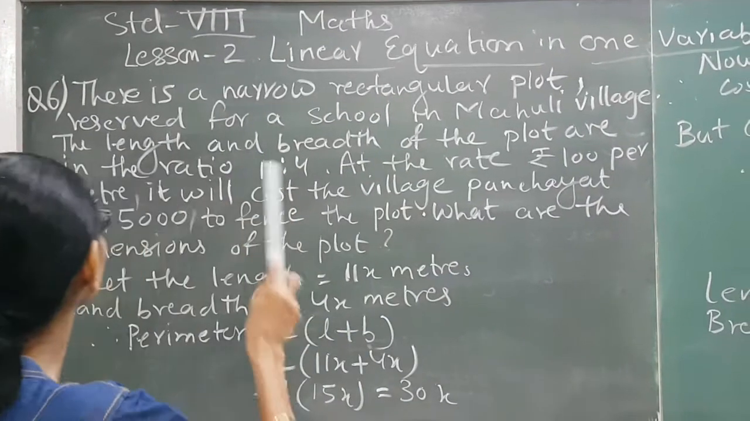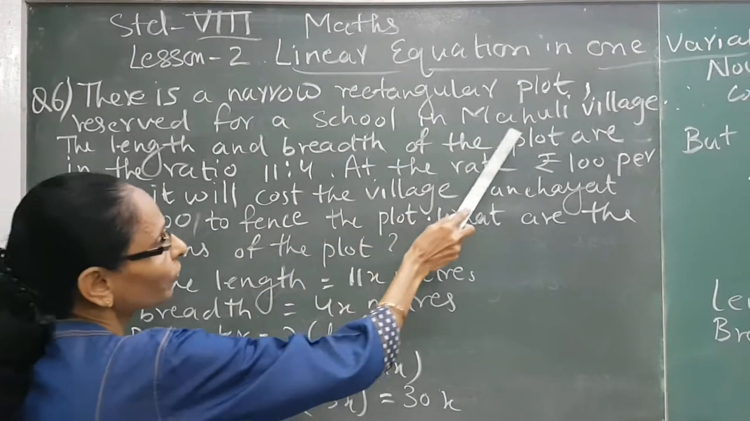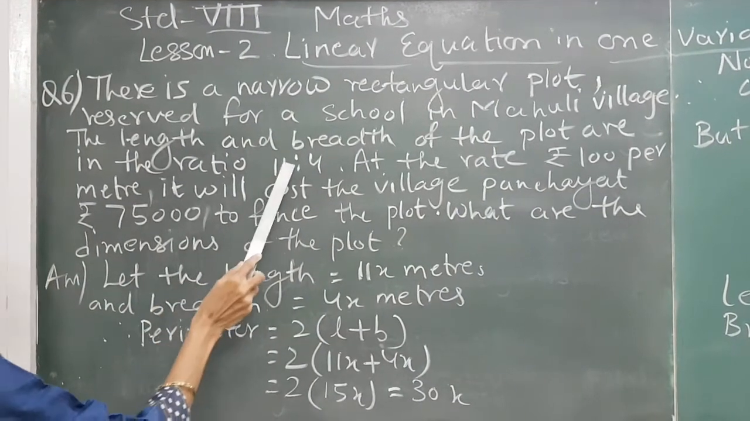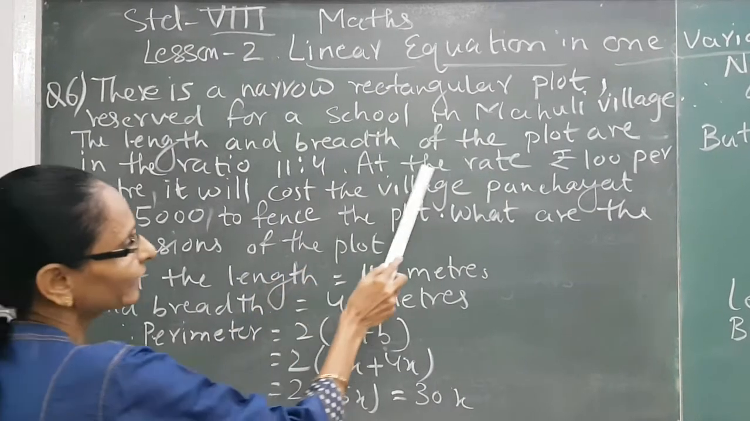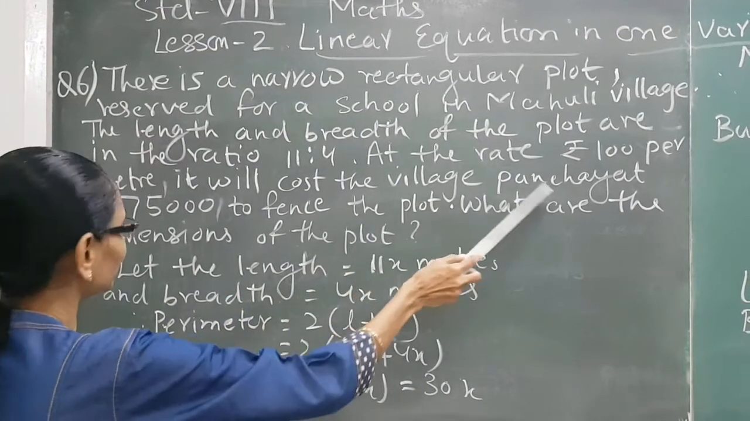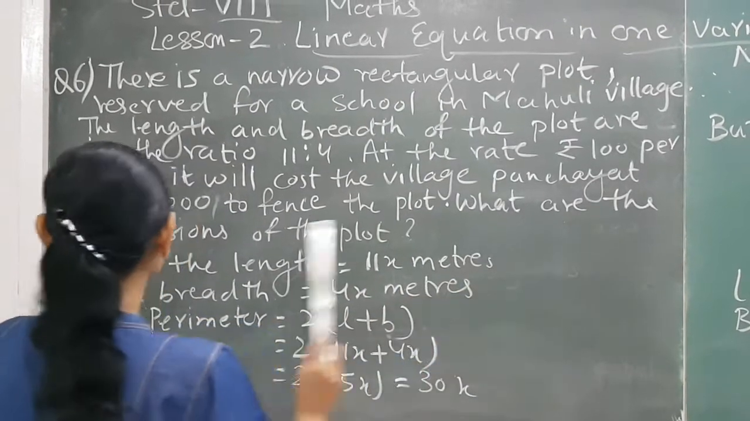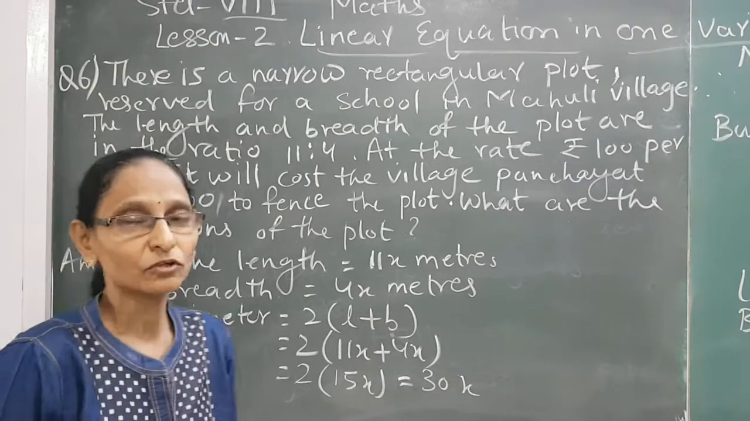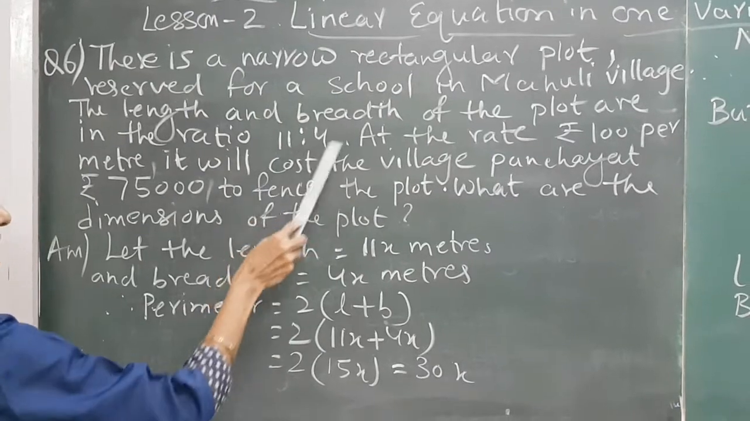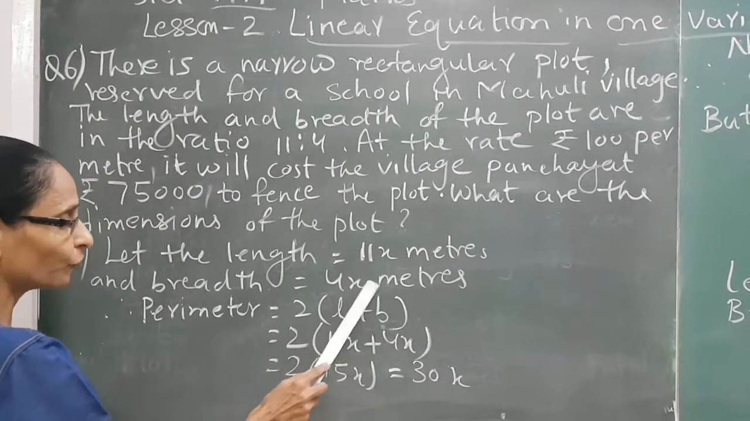Question number 6. There is a narrow rectangular plot reserved for a school in Mohali village. The length and breadth of the plot are in the ratio of 11:4. At the rate of ₹100 per meter, it will cost the village panchayat ₹75,000 to fence the plot. What are the dimensions of the plot? So they are asking what is the length and breadth of the plot. Now the ratio is given, 11:4. Therefore let the length be 11x meters and the breadth be 4x meters.